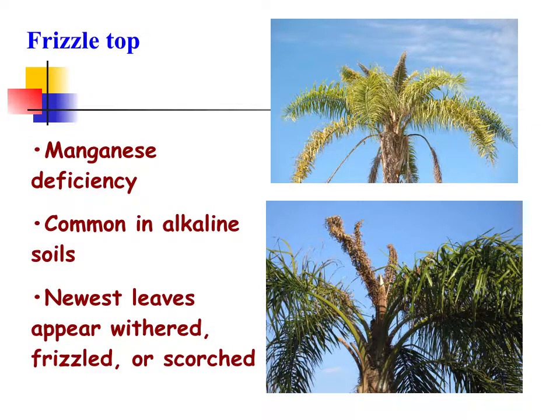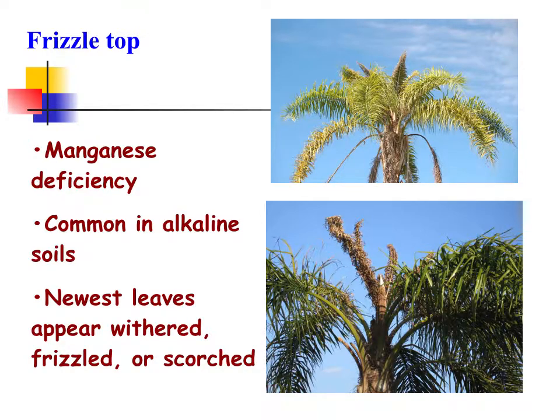Frizzle top, I do see this from time to time. It is on the newest leaves first. It is a manganese deficiency. Epsom salt provides magnesium. Manganese is a whole different element. It's common to see this in our alkaline soil, especially on the west coast of the county.